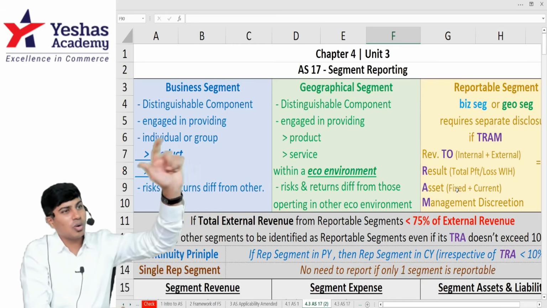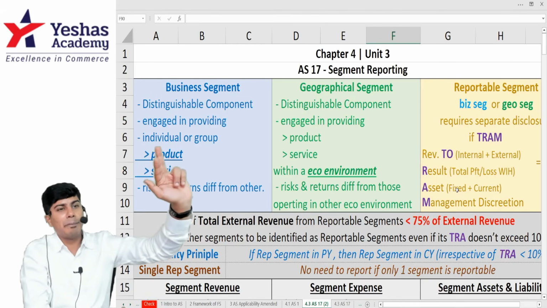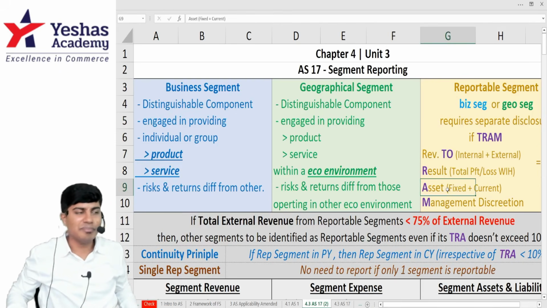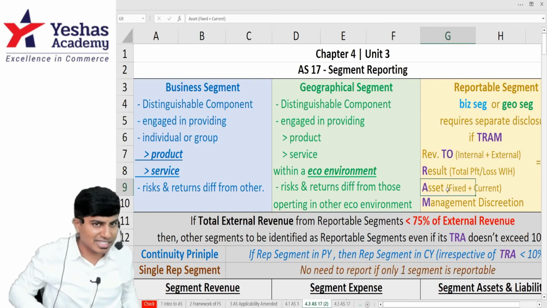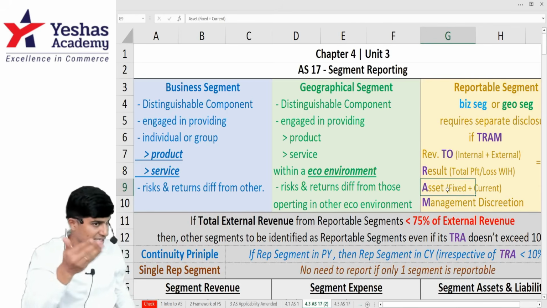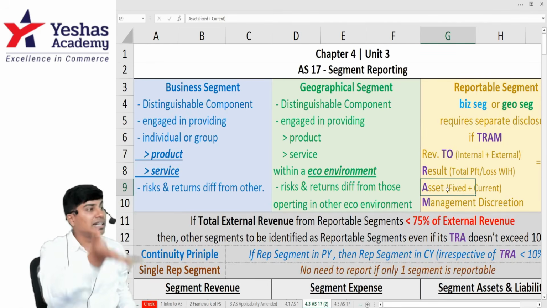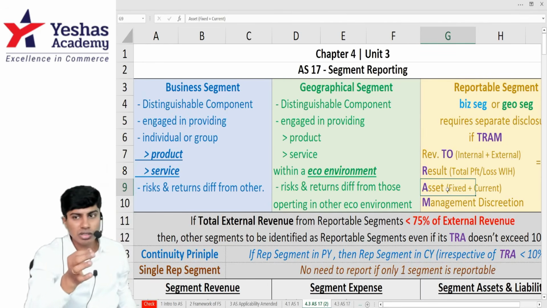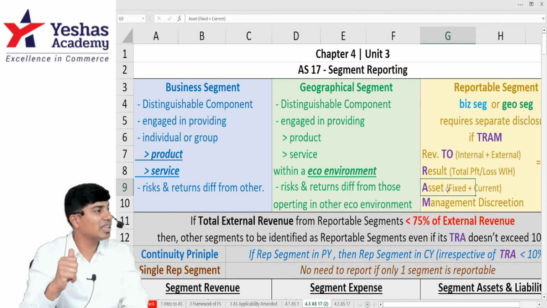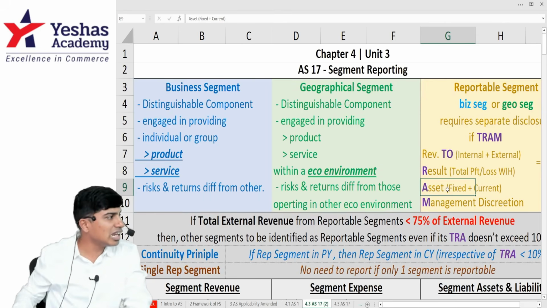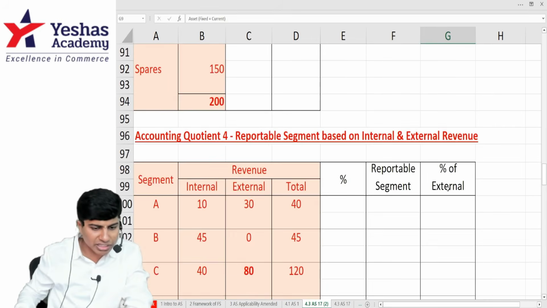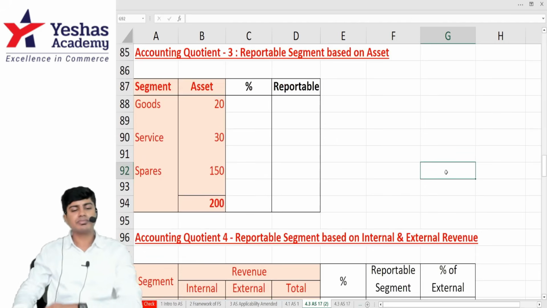P, R, A. A for asset. If the asset in that segment is greater than or equal to 10%, then that segment is called a reportable segment. Shall we see which segments are reportable? We'll do a question, because that's how we understand. Come to AQ3.